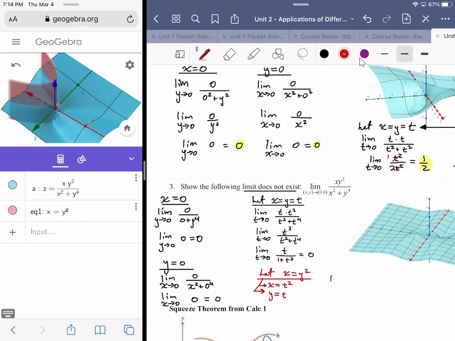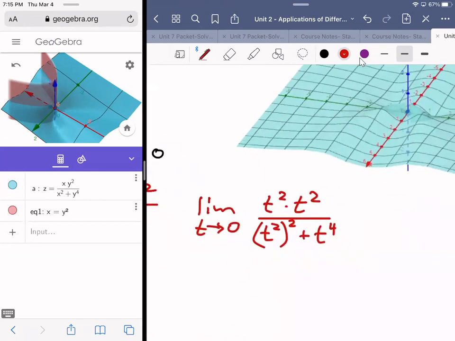So I can now say the limit as t, still t approaches 0, because whether x is approaching 0 or y is approaching 0, it's still going to correspond with t approaching 0. I can replace all my x's with t squareds, all my y's with t's. So that's going to give me another t squared up top. Then if I'm replacing x with t squared, I'm going to have t squared squared. I'm going to resize that a little bit.